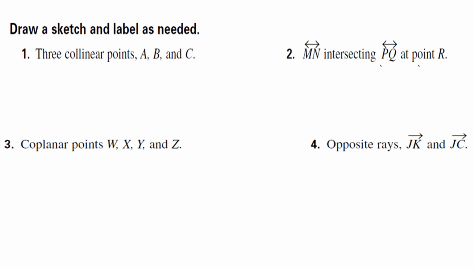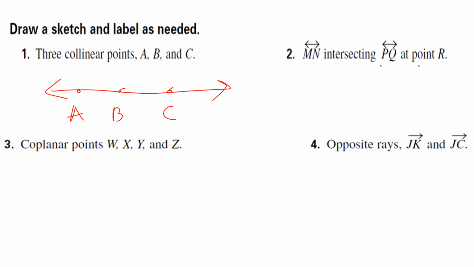So, 3 collinear points, A, B, and C. It does not matter what order you put those in, but they are collinear, so they all lie on the same line.